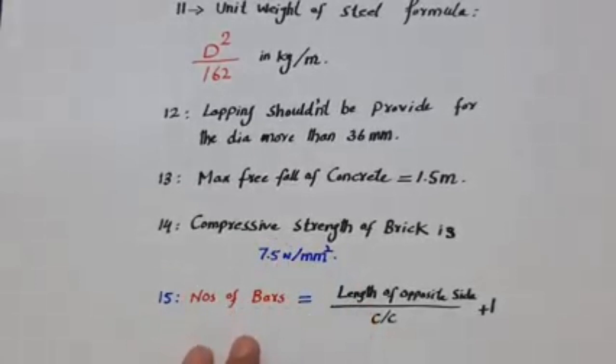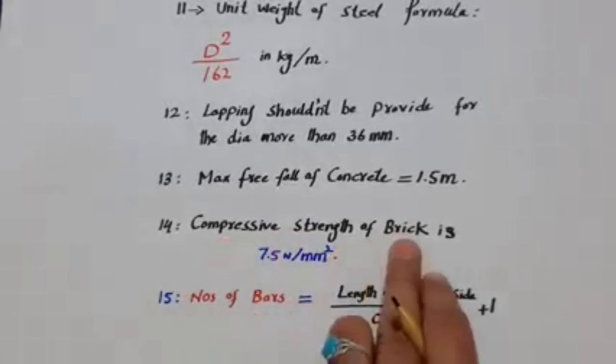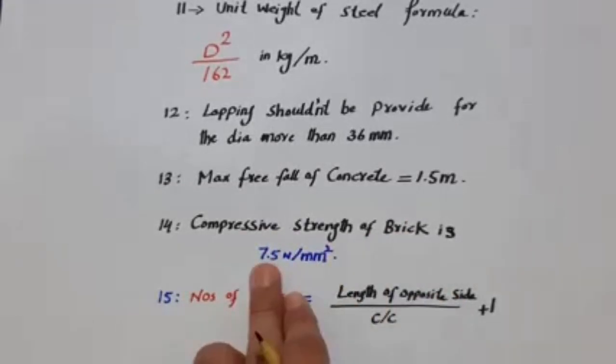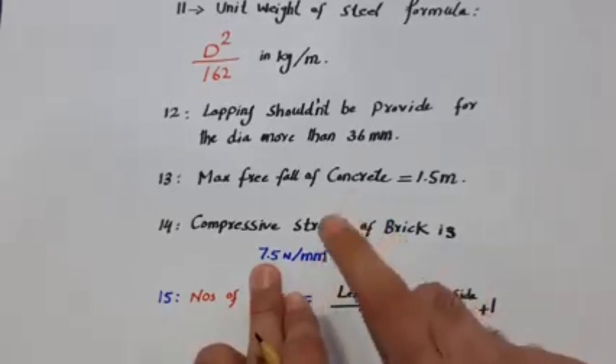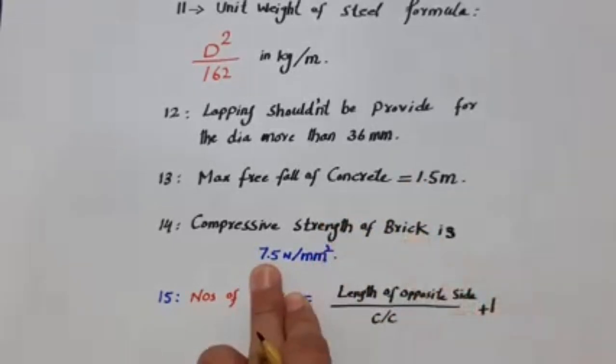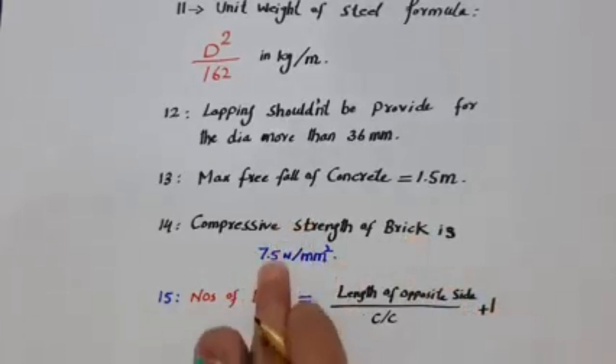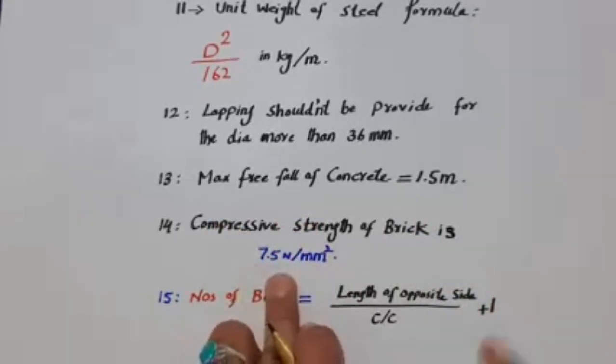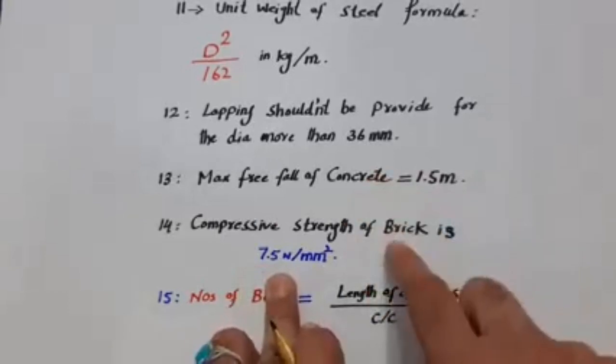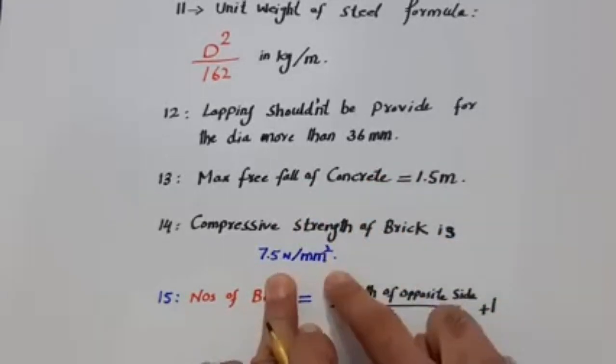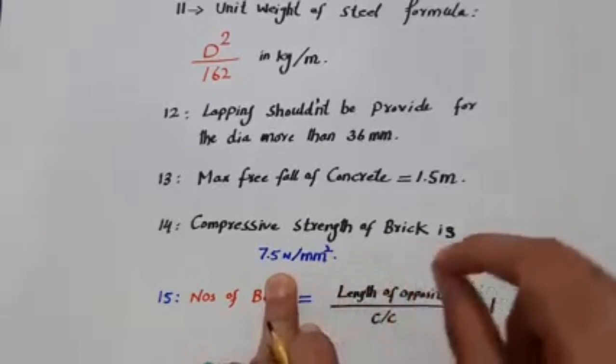Therefore, remember this point. The 14th one, guys, is the compressive strength of brick, which is 7.5 Newton per mm square. It doesn't mean it should be exactly 7.5, but it should not be less than that. The compressive strength of the brick should not be less than 7.5 Newton per mm square generally.